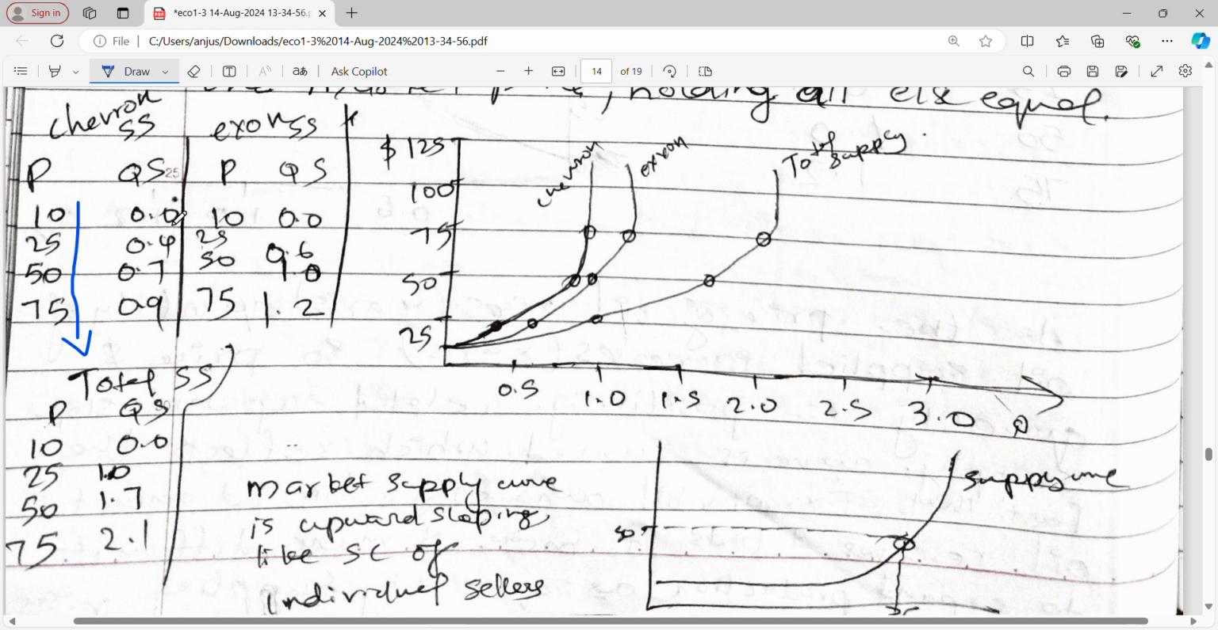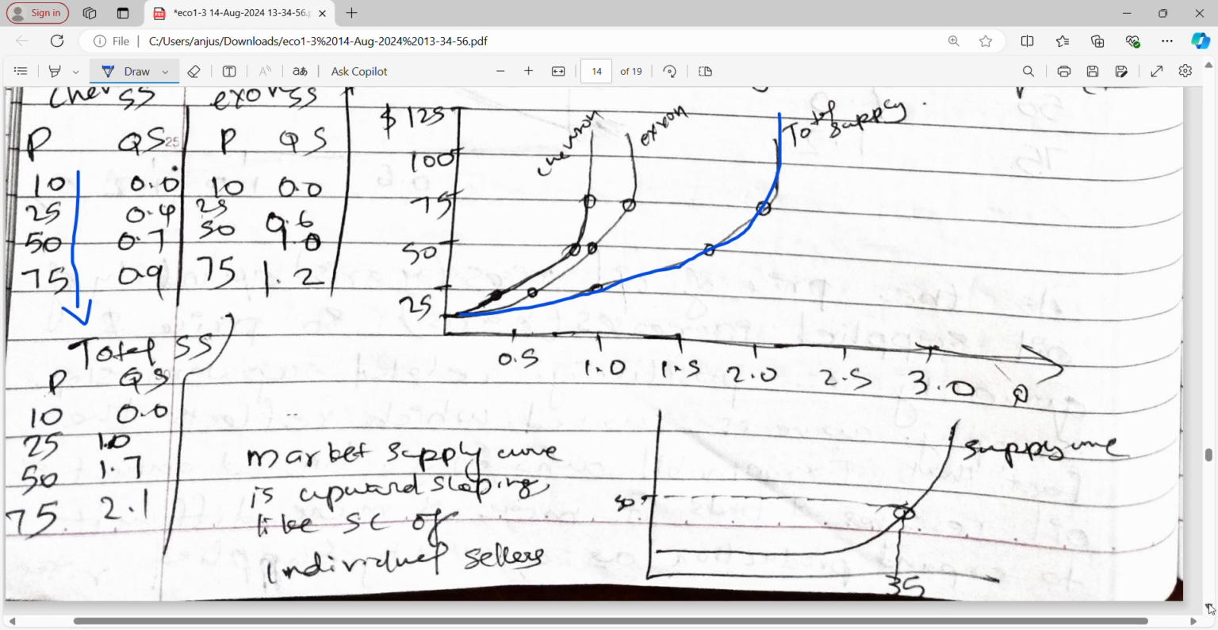For $10, both are supplying nothing, so zero itself. For $25 per barrel, one is supplying 0.5 billion barrels per year, and Exxon is supplying 0.6 billion barrels per year. So in total 1 billion barrels per year. Like that, the rest two are also added here. So we get this total supply curve in that sense. Like the individual supply curve, the total supply curve will also be upward sloping.